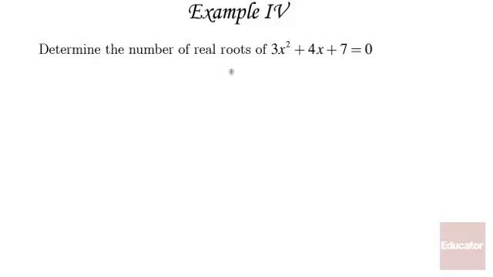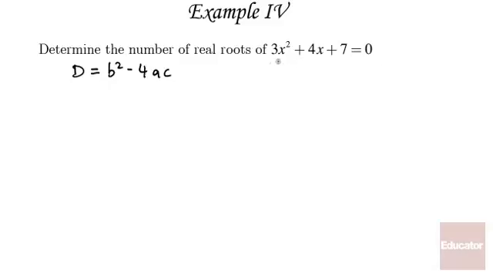Okay, this time we're just asked to determine the number of real roots for this quadratic equation. We're not even asked to solve it, just figure out the number of real roots or solutions. Remember, roots and solutions are interchangeable terms when we talk about quadratic equations. So, as I just mentioned in the last example, if you know the discriminant, you know the number of solutions and the type of solutions. Recall that the discriminant is the part of the quadratic formula that lies under the square root sign. So the discriminant equals b squared minus 4ac.